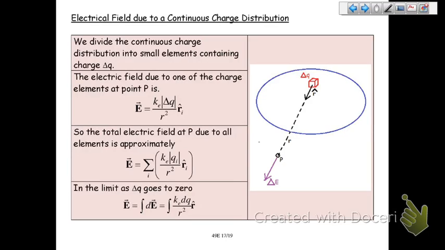And let's say that we have an electric field due to a continuous charge distribution. So we have a cloud of charge, and we take a little cube of it. And we say, I'm only going to think about that little cube of charge, and I've got a point of interest. And I'm going to ask, what is the influence of that little cube of charge on that point of interest? And it's my delta E, my little bit of electric field.